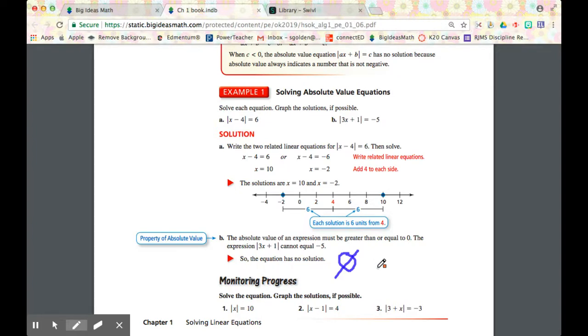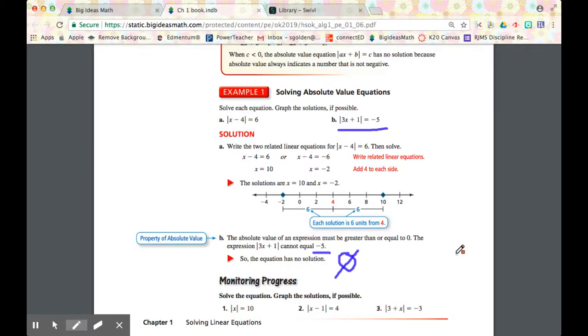It says the absolute value of an expression must be greater than or equal to 0. So there's no way that it can equal -5, because when you take the absolute value of something, we just talked about this, it has to be a positive answer. There's absolutely no way you can get -5 when you take the absolute value of something. So for it to say that the absolute value of all this equals a negative number, there's just no way. It has no solution.